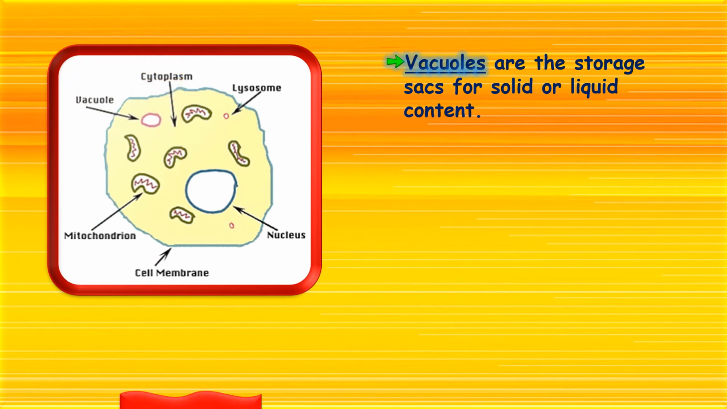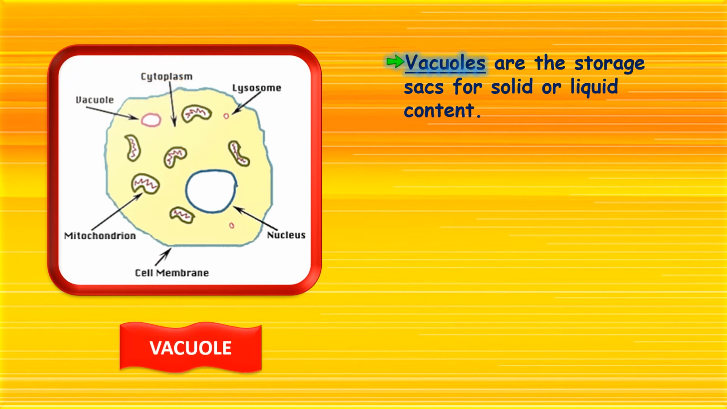Next are the vacuoles. They are the storage sacs for solid or liquid content. So whenever there is extra solid or liquid content, it gets stored in this empty sac called the vacuole. Look at this figure here. You can see the empty sac called the vacuole.